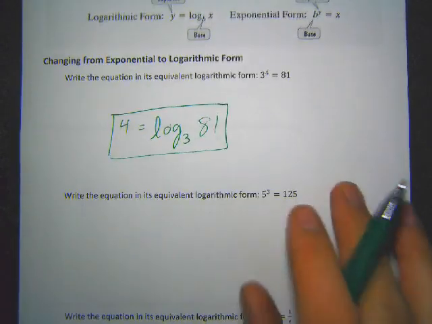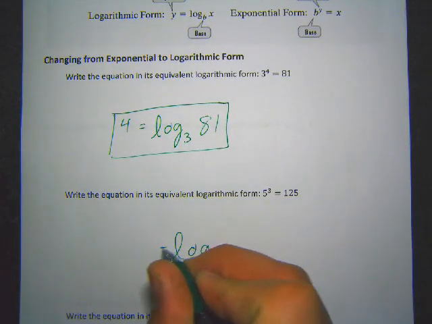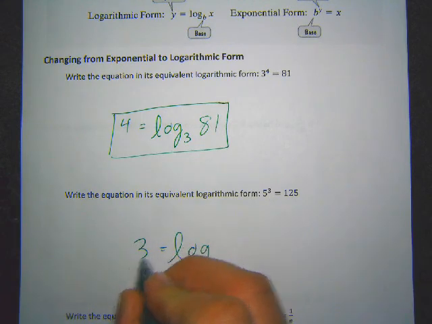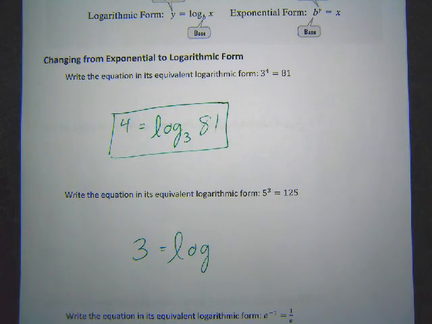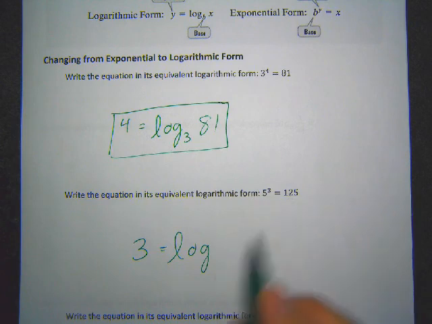Okay, let's try another one. Again, you're going to have a log. And you know that the answer to your log is always the power. So right off the bat, I know the 3 is the power. That's what the logs are going to give me. Logs are going to give you powers. You need to label the log. So what base does it have? Well, the base here is 5, right? That's the base.